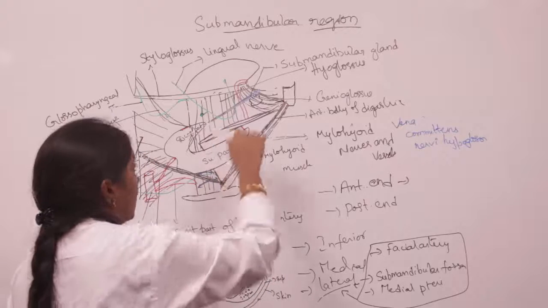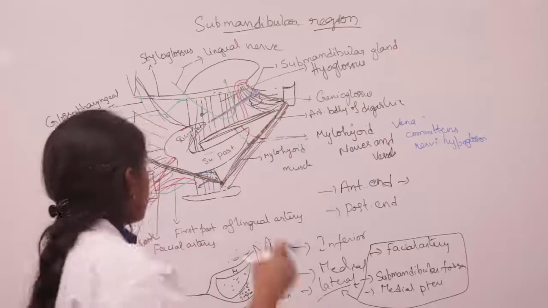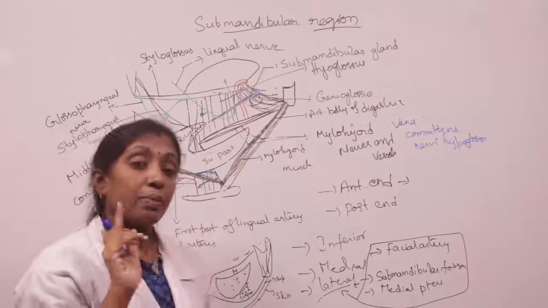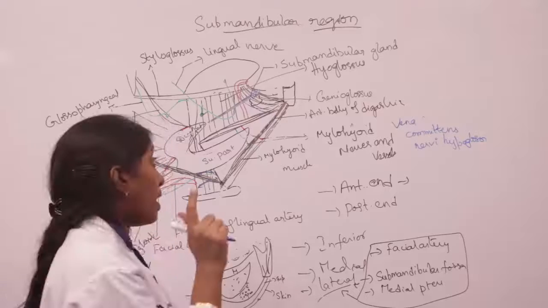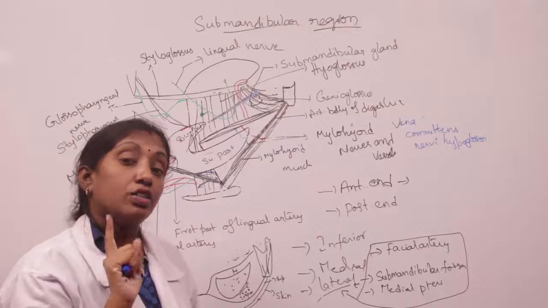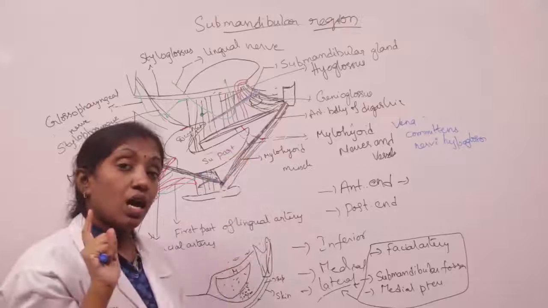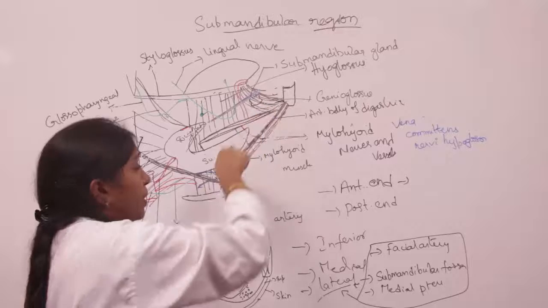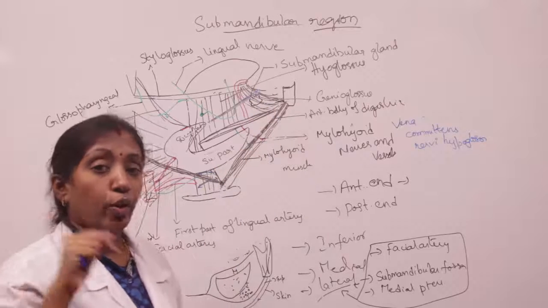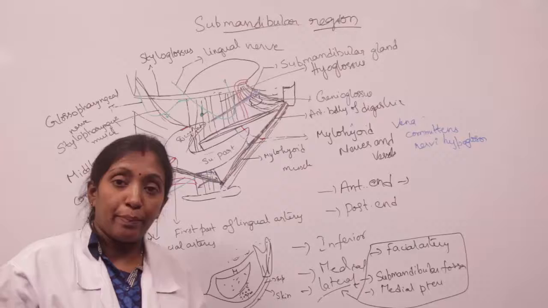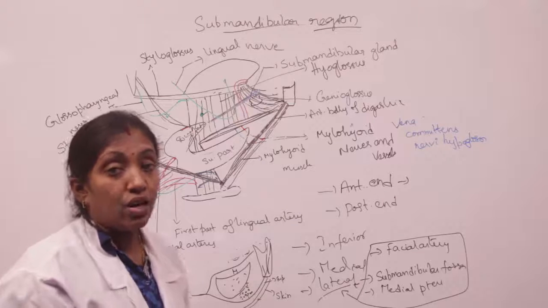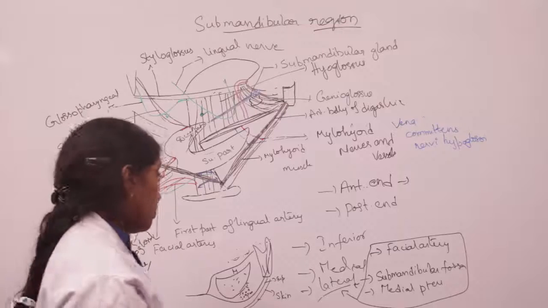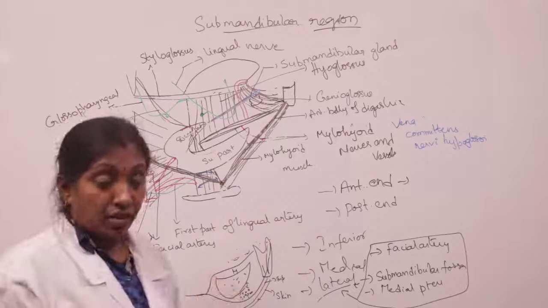So the duct is about 5 centimeters long, and it starts at the deep part of the gland. It extends upwards and backwards, and then it extends between mylohyoid and hyoglossus, and it runs upwards and forwards, and further it passes between the sublingual gland and genioglossus muscle, and it opens at the sublingual papilla on the floor of the mouth on either side of the frenulum linguae. So that's about the duct.